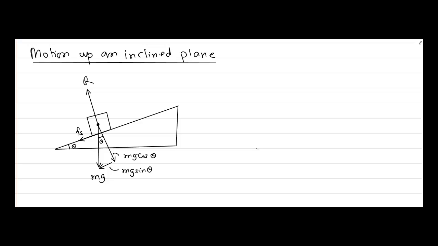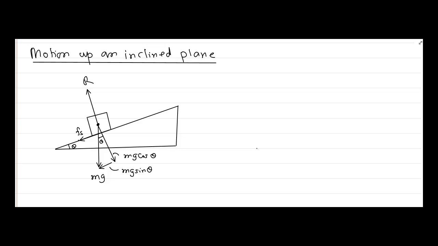Having discussed motion of an object down an inclined plane, let's look at motion of an object up an inclined plane when a force is applied onto this object. Before we think of the force being applied to move it up an inclined plane, let's look at the various forces which act on it because of the weight of the object.